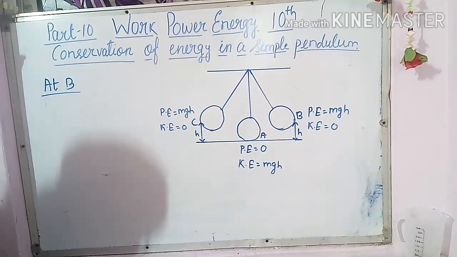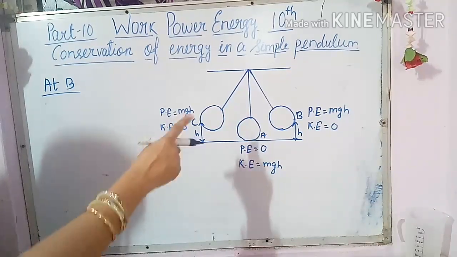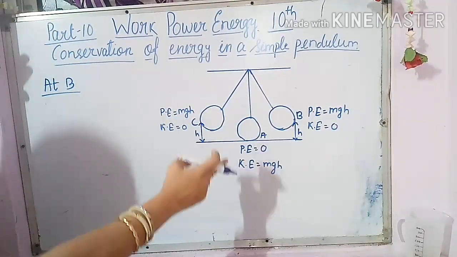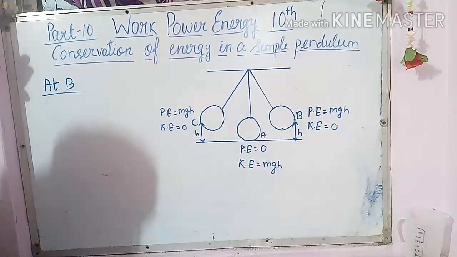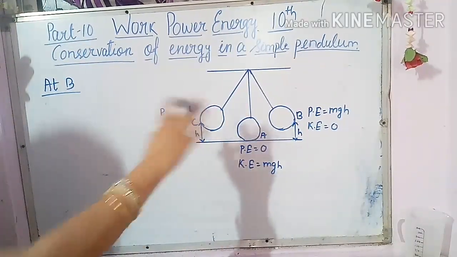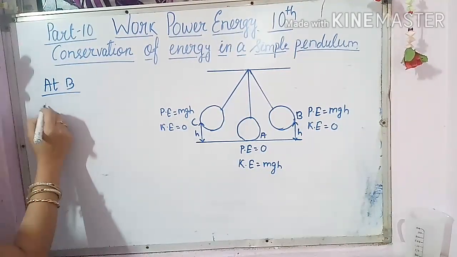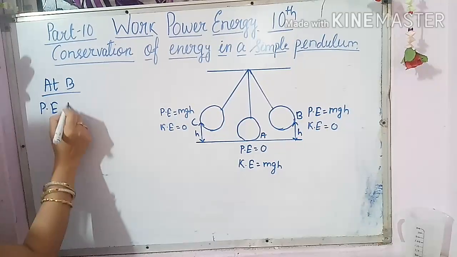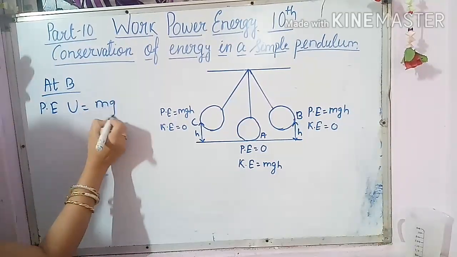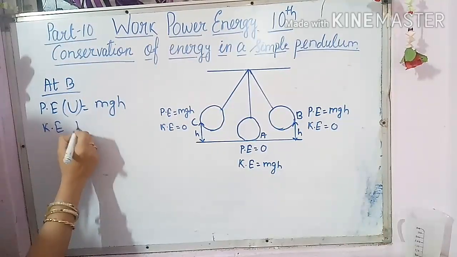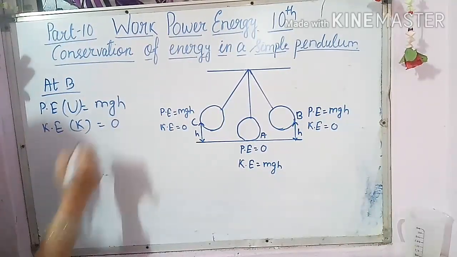So what happened at B, children? As you know, from B only I started the swinging, or the pendulum starts to swing. There, as you know, potential energy is present but kinetic energy is 0. The formula for potential energy is mgh. So at B you can write potential energy U equal to mgh. But what about the kinetic energy? Kinetic energy K equals 0.